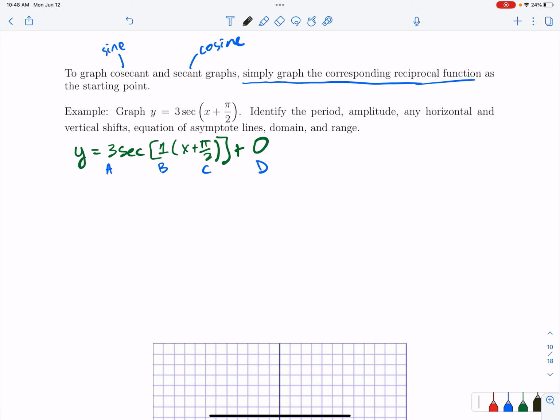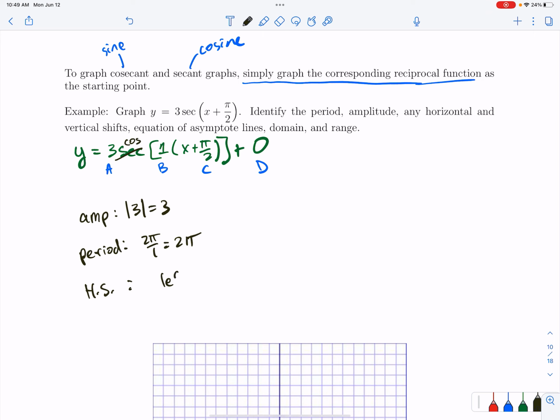And so what I'm going to do is think of this just like it's a cosine graph and graph that first. The amplitude is the absolute value of a. So this is the absolute value of 3, which is 3. Because a is positive, there's no vertical reflection. The period length, or the fundamental period, is 2 pi over b, so 2 pi over 1, which is just 2 pi. The horizontal shift corresponds to that c value.